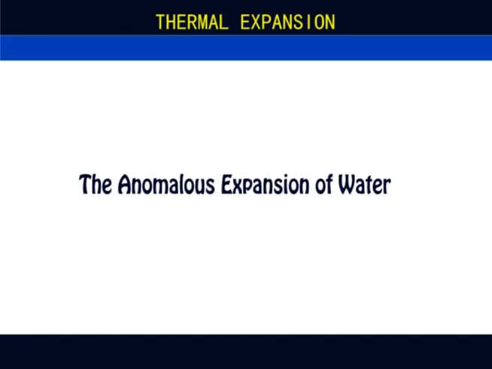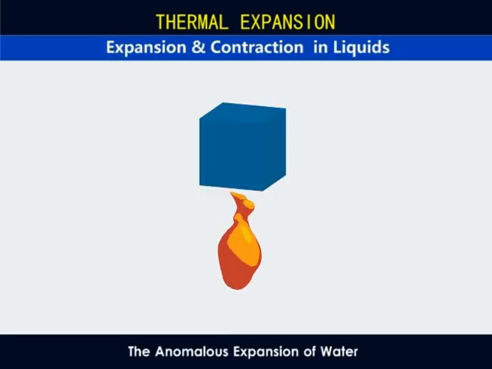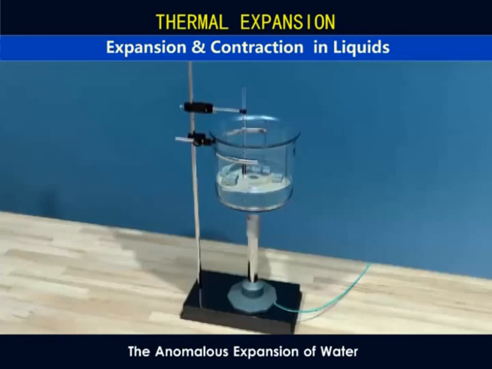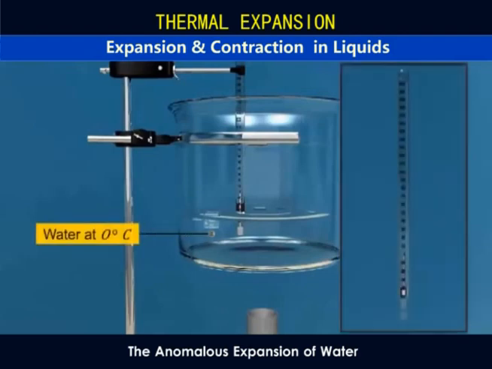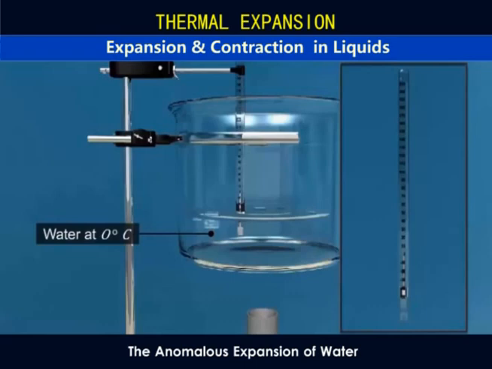Next, we talk about the anomalous expansion of water. Whereas we've seen that substances expand on heating and contract on cooling, water shows an unusual behavior when heated between 0 and 4 degrees Celsius. At 0 degrees Celsius, all the ice has melted into liquid water. This melting is usually accompanied by contraction.